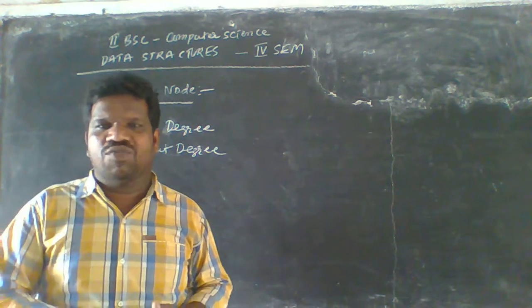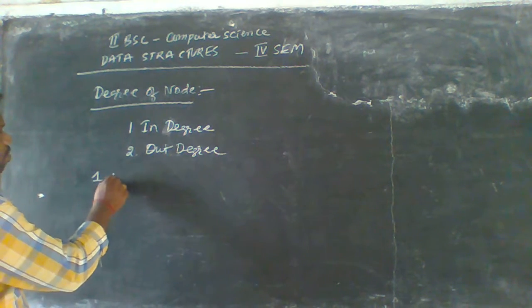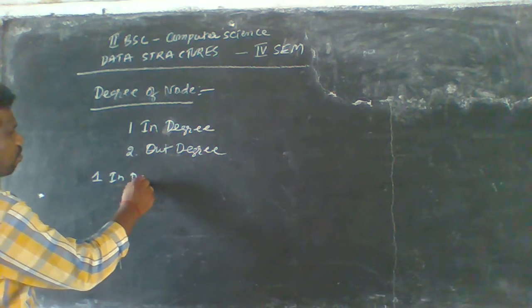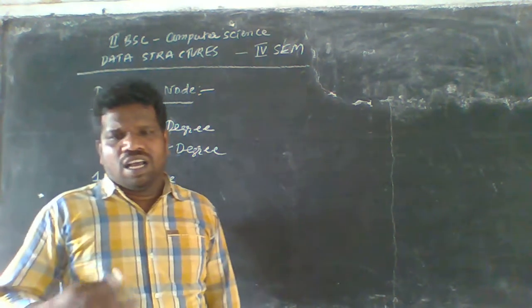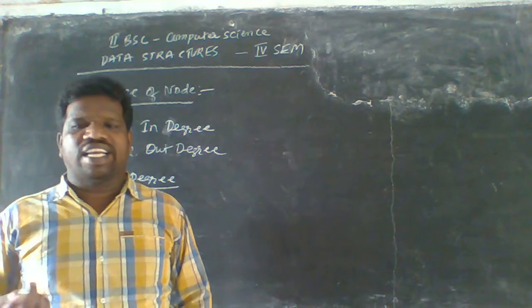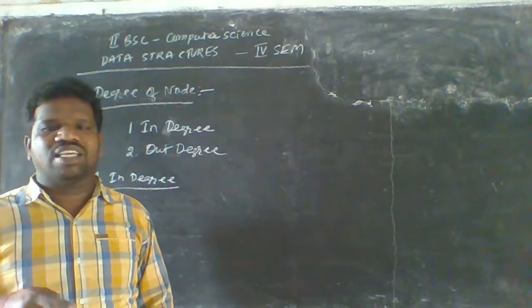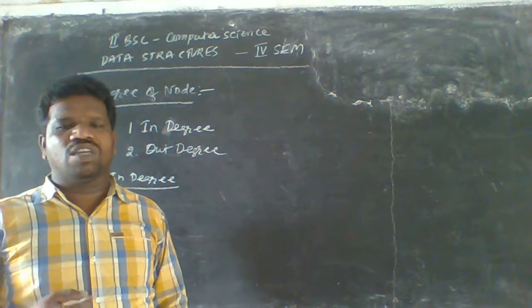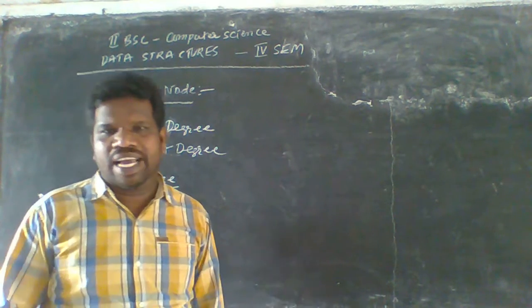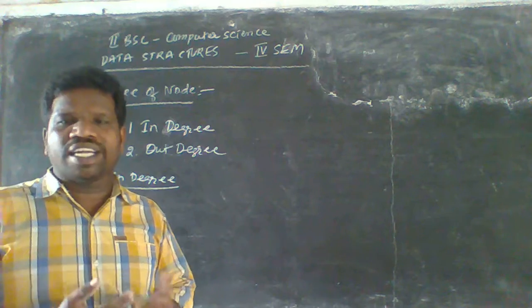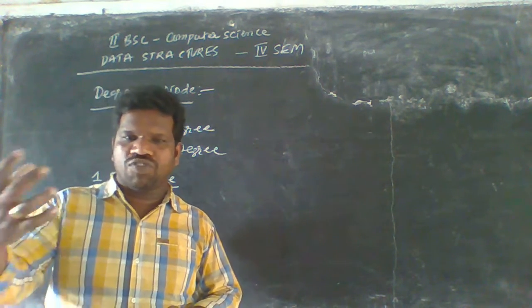Okay, so let us see what is in degree here. In degree means, in a directed graph, for any vertex B, the number of edges which have B as their terminal node is called the in degree of the node. Okay, so we are taking a diagram. In this session we have to count the edge directions, how they come into the node.